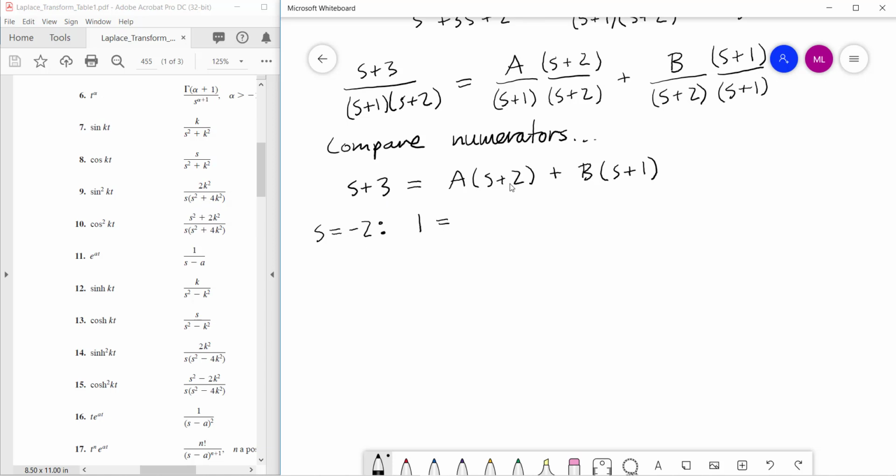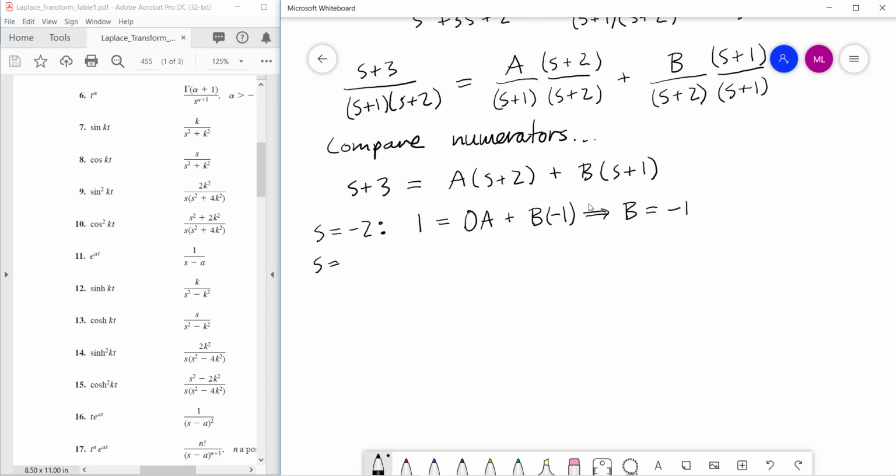And over here, the -2, when I plug it into this term, will make this 0. We won't have any a's, so I'll have basically 0a plus, when I plug in the -2 over here, we'll get -1, so b times -1. So what does b need to be to make this work? 1 equals -b, so b itself has to be -1.